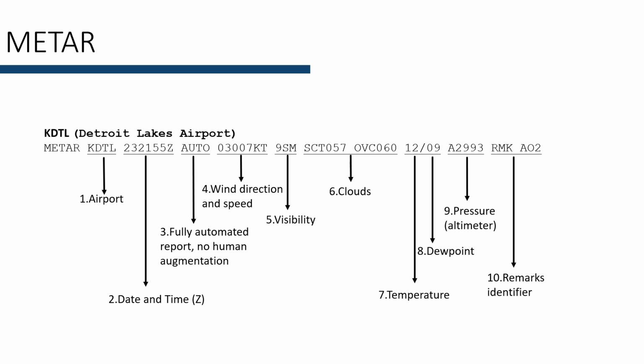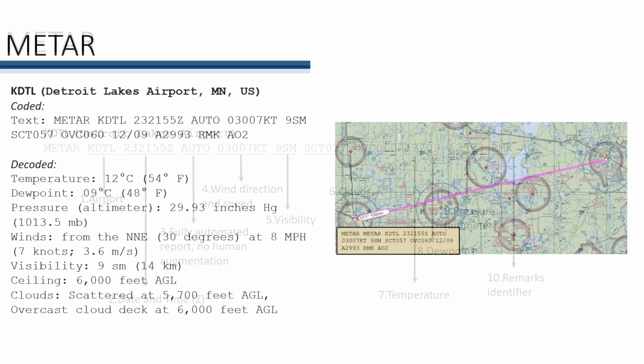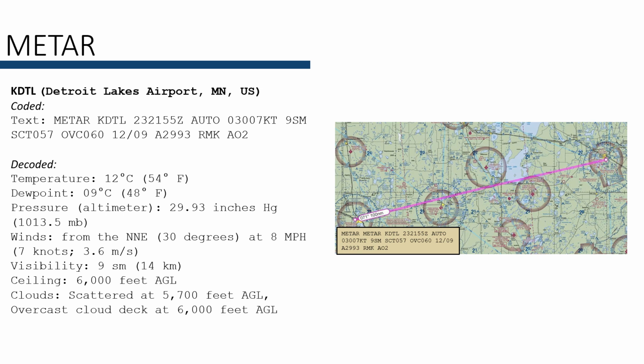Section 7 states the temperature in Celsius. Section 8 states the dew point in Celsius. Section 9 tells you the altimeter setting in inches of mercury. Finally, Section 10 lists any additional remarks. Decoded METARs chunk the information in the same 10 sections. However, instead of writing the information in an abbreviated format, decoded METARs write out all the information.